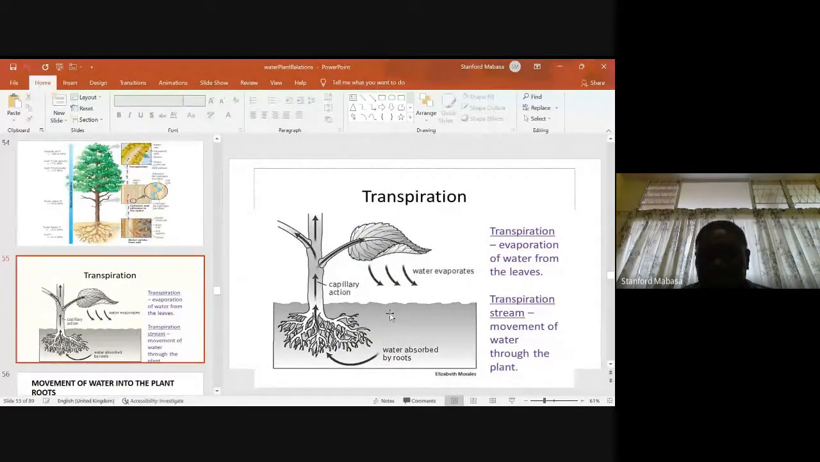So to appreciate the definition of transpiration, I will repeat again using this diagram. It is the movement of water from the soil via the roots through the stem and out of the plant via the stomata of the leaves. So the whole process, starting from the roots up in the stem and in the leaves and then out into the atmosphere, is what is referred to as transpiration.